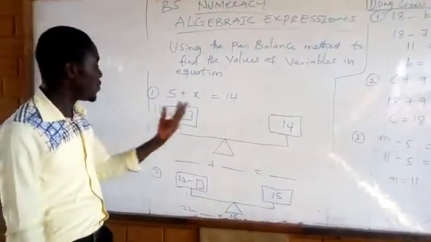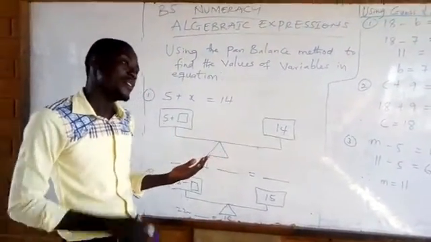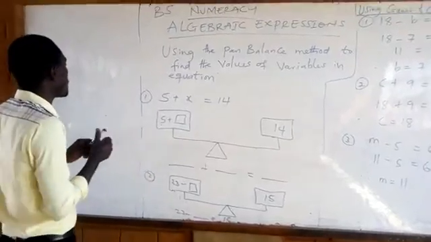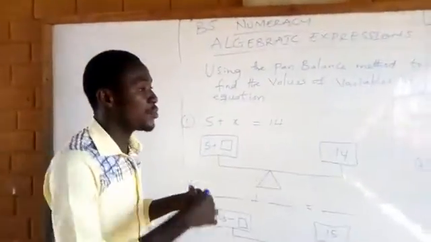So we look at it and we start from 5. When you start from 5, you have to continue.